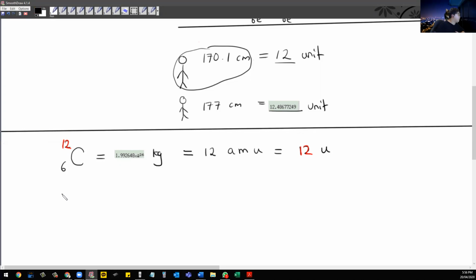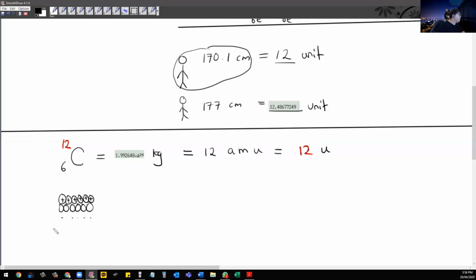It's made up of 6 protons, and 6 neutrons, and then 6 electrons, right? But most of the mass is taken by what? By the protons and neutrons. Electrons weigh very little compared to protons and neutrons.